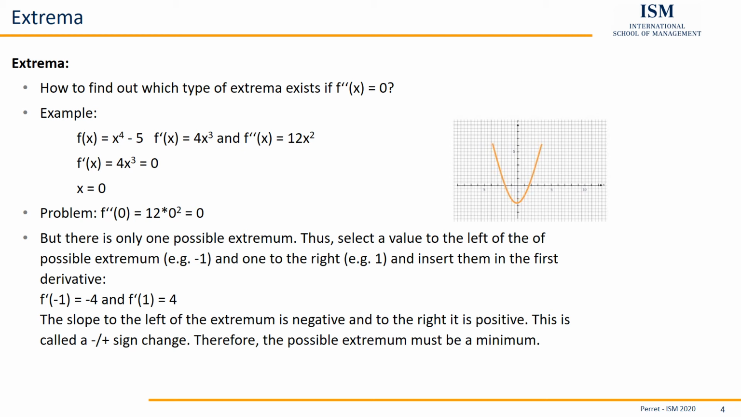In this context, we are only interested that the first one is negative and the second one is positive. We do not really need the values, only the corresponding sign. Because what we see here is that on the left we have a negative sign and on the right a positive one. So we have a minus-plus sign change. This means we have a minimum. So this can always be used.